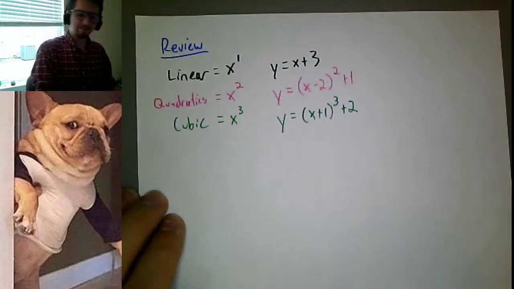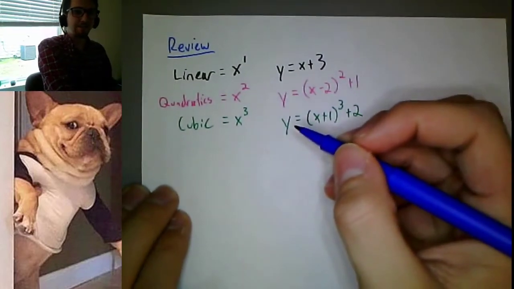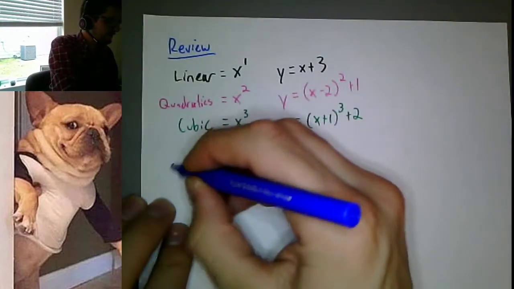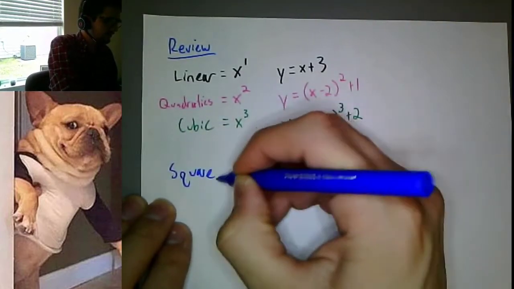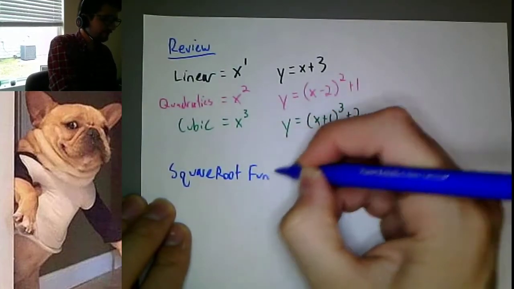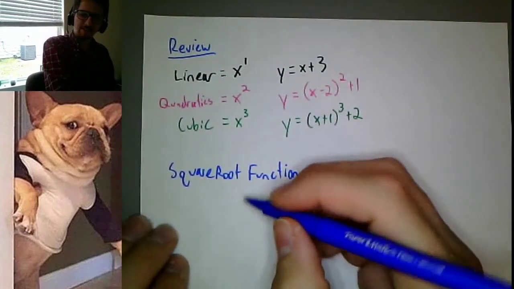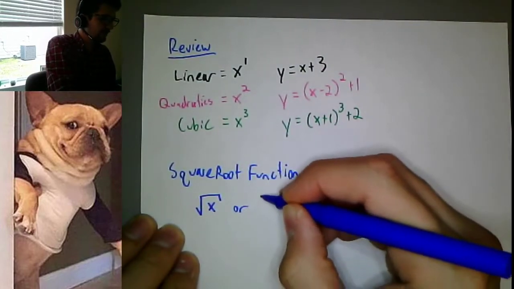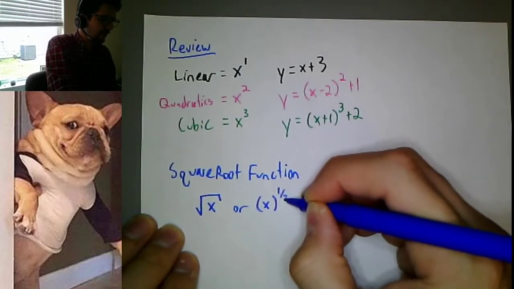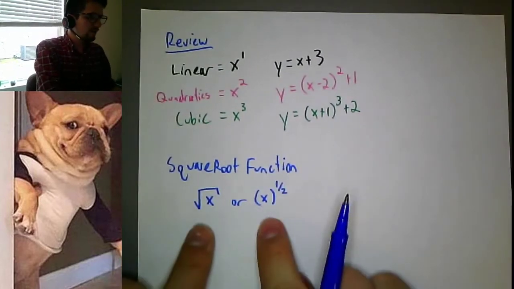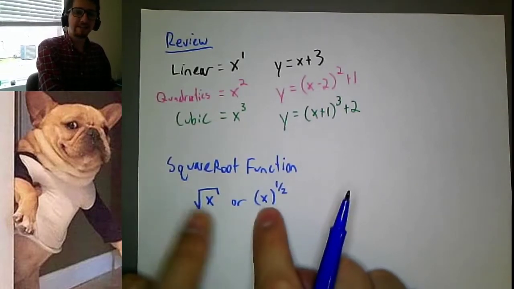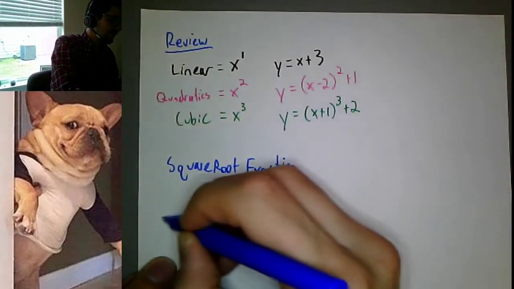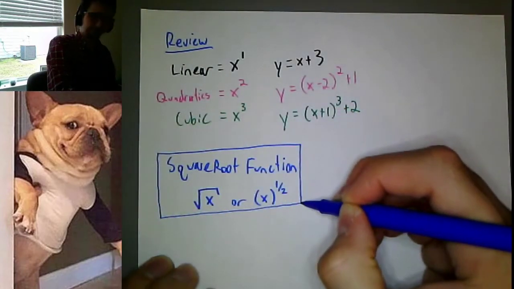And then, not lastly, but additionally, what we're talking about today is something called a square root function. This looks like either the square root of x or x to the 1/2 power. Keep in mind, if you didn't know, these two are saying the exact same thing. A radical sign is just saying to the 1/2 power. So this is what we're covering today.